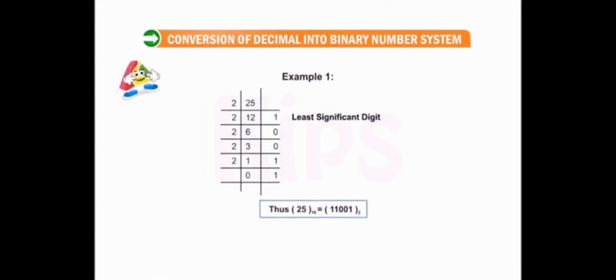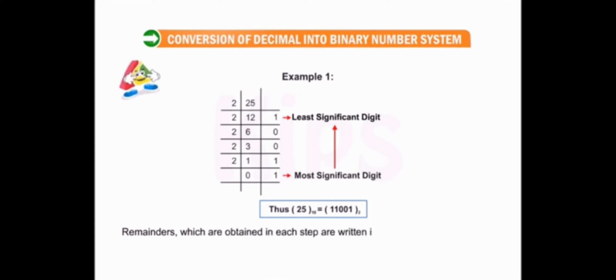Example 1. When we divide 25 by 2, we get quotient 12 and remainder 1. Dividing 12 by 2, we get quotient 6 and 0 remainder. Dividing 6 by 2 gives us quotient 3 and 0 remainder. We keep on dividing till we get quotient 0. Thus, 25 in decimal can be written as 11001 in binary. The base of the number is given as subscript. Remainders which are obtained in each step are written in reverse order to form the binary equivalent of a decimal number.